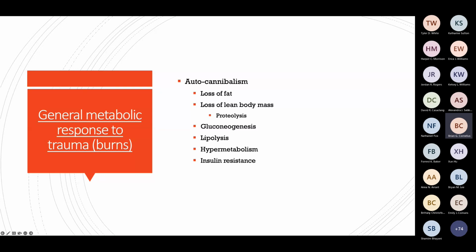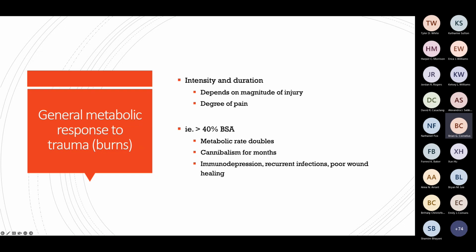And then the other thing you'll see is because of this metabolic response that they tend to be a little bit resistant to insulin. So it's pretty common for these patients to be hyperglycemic. So that's something else you kind of have to keep in mind as you start treating these patients. Factors that come into play for the metabolic response, again, going back to intensity and duration. So the significant size of the injury, the degree of pain.